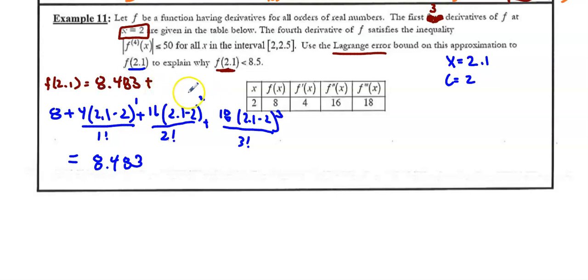So now all we need to do is find the Lagrange error, and then we're going to add these two things up, and we better get less than 8.5. And you can see we're already really, really close here. But the Lagrange error is going to be pretty small. So we're going to be okay.